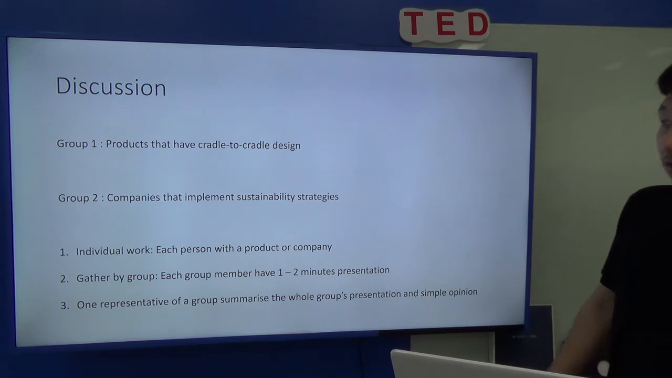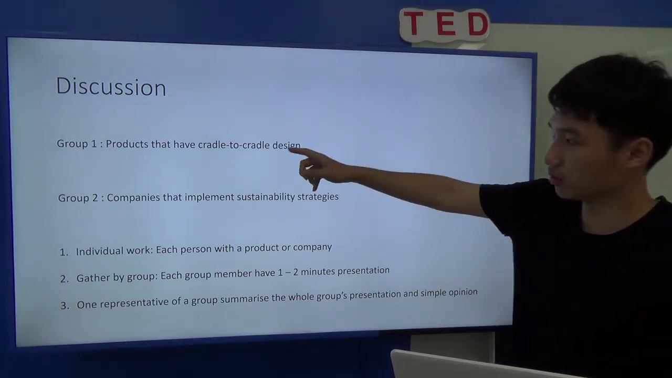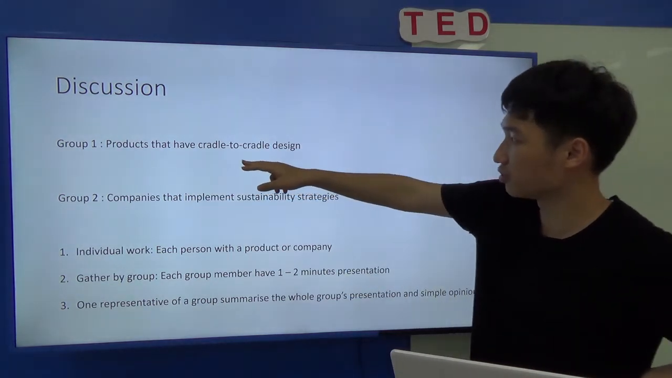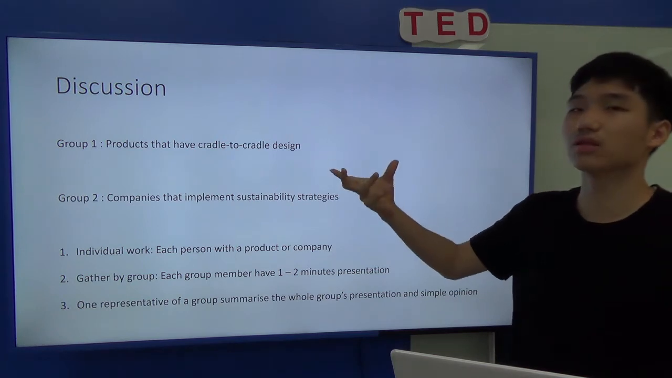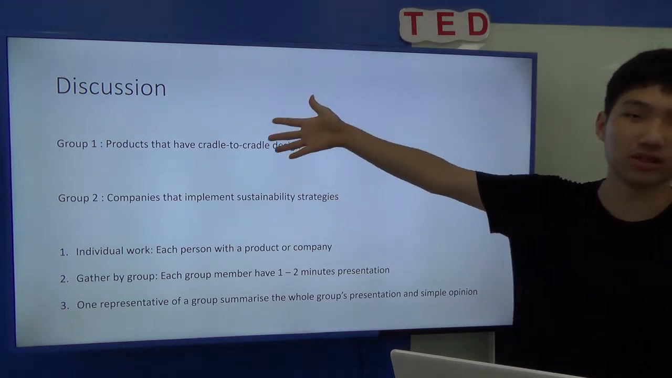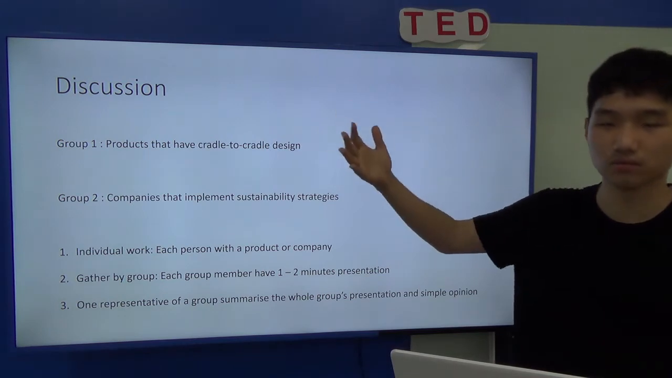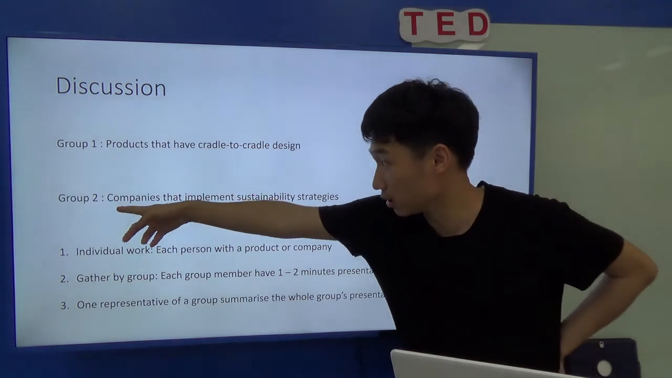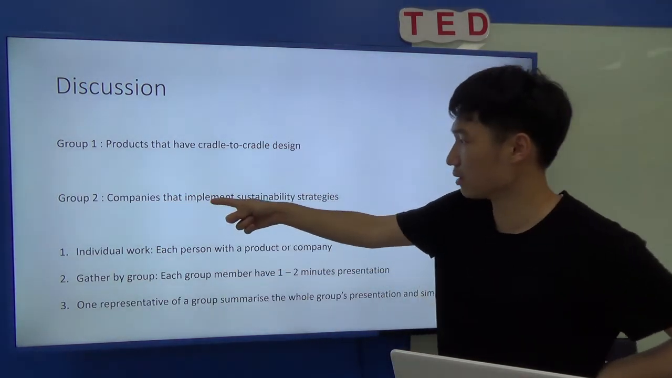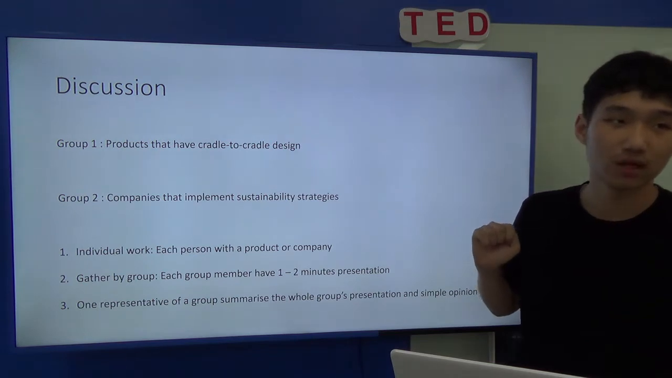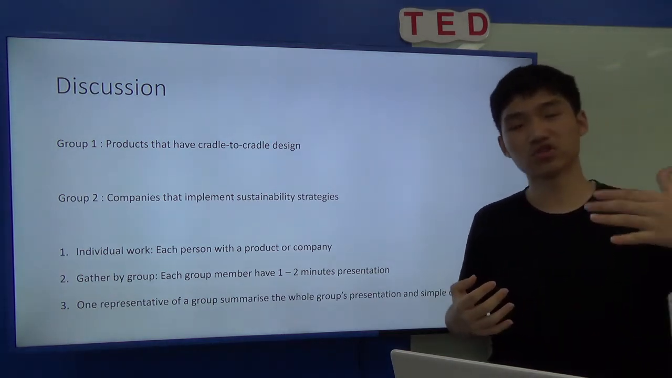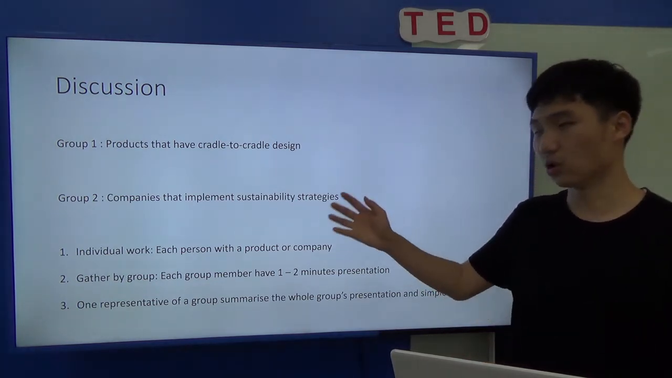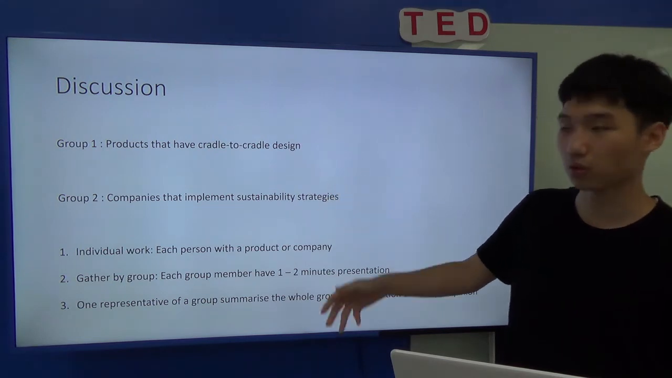So we'll divide into 2 groups. Group 1 will research products that have cradle-to-cradle design. So what type of products have cradle-to-cradle design? Think about the environment or something like that. The second group will research the companies that implement sustainability strategies. So a company that has strategies for social sustainability, environmental sustainability, economic sustainability. Those are the companies that you need to search for.